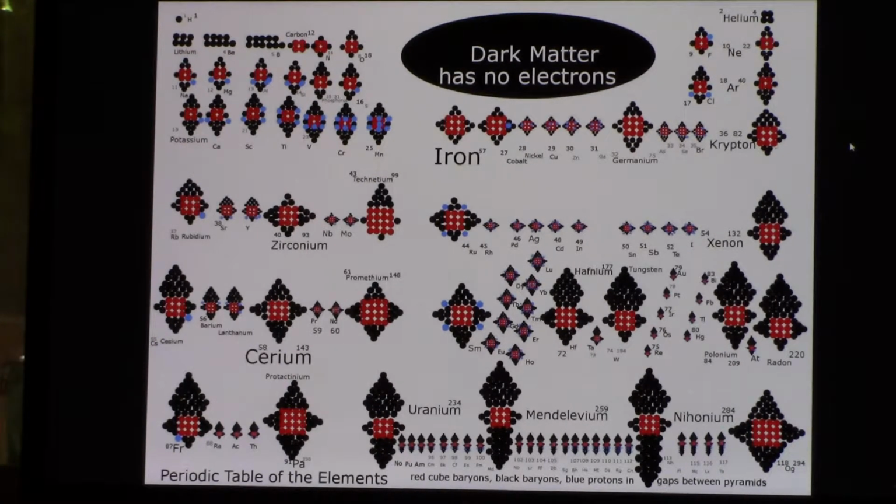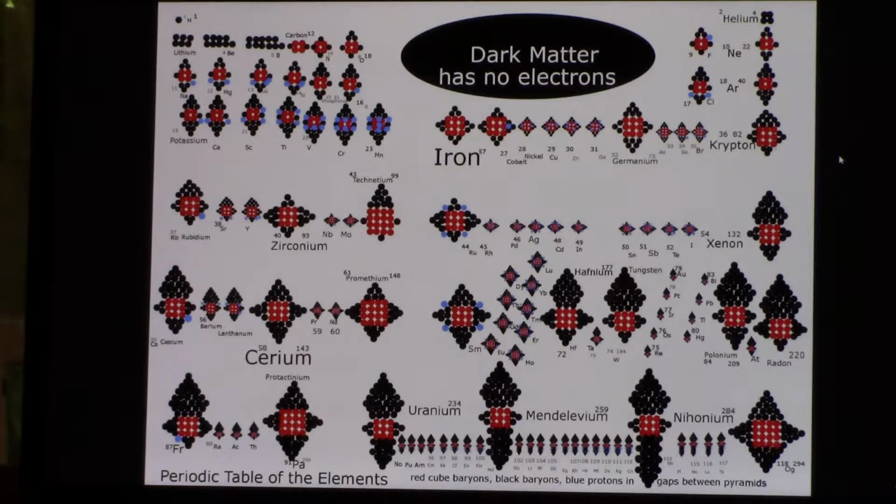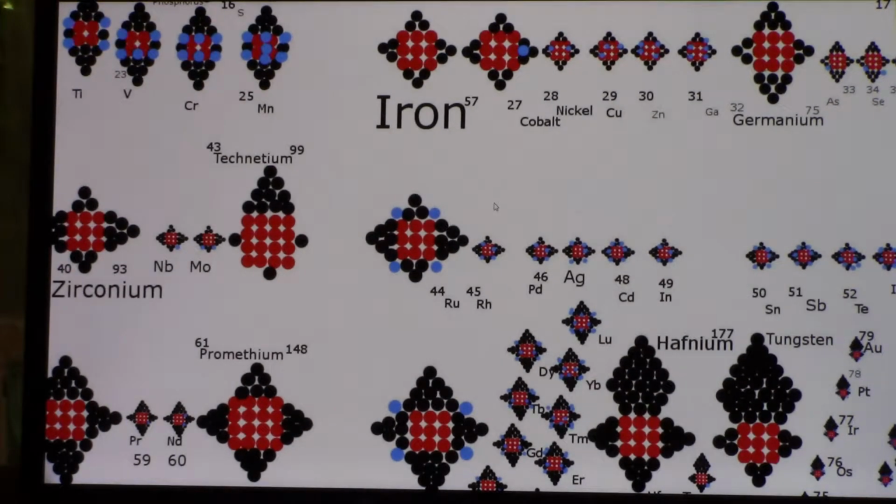Dark matter is matter with no electrons. That is the proposed theory for today's little lecture here. So as we can see in the periodic table of the elements here, these are the same nuclei, the protons and neutrons, the same as for ordinary matter, and there's no electrons in this picture, so it's appropriate for either one.